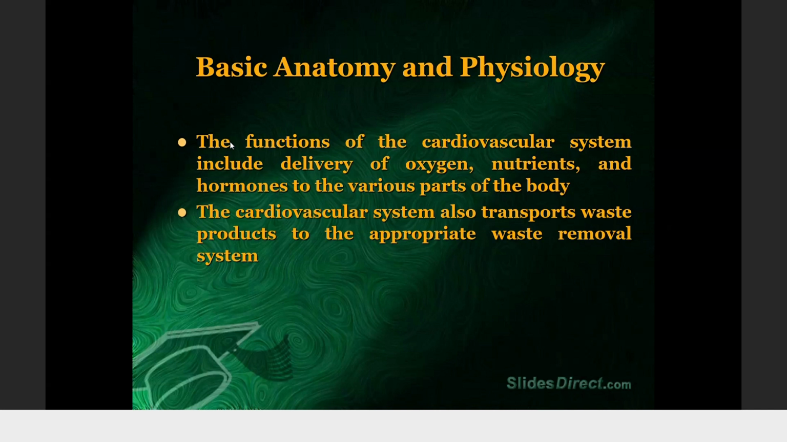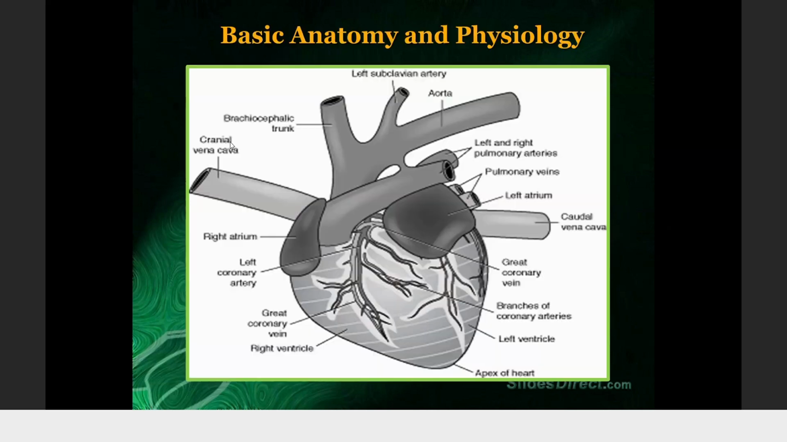The function is actually to transport, to deliver oxygen, nutrients, and also hormones to the various parts of the body. It also transports waste products to the appropriate waste system. For example, if it goes to the lungs, it transports carbon dioxide. If it goes to the kidney, it can transport urea and other waste material. If it goes to the intestines, there is waste removal as well. That is the function of the cardiovascular system. Can you still remember this?